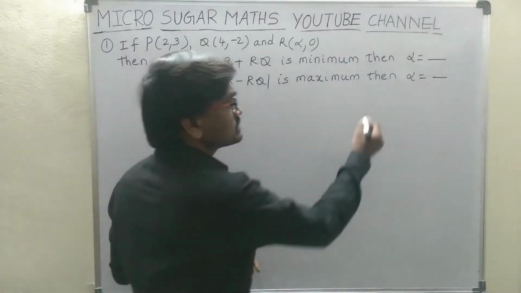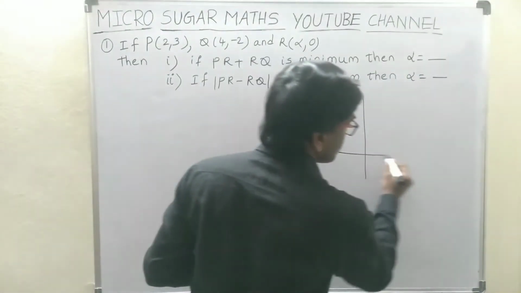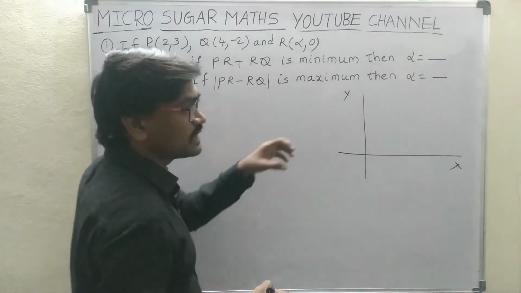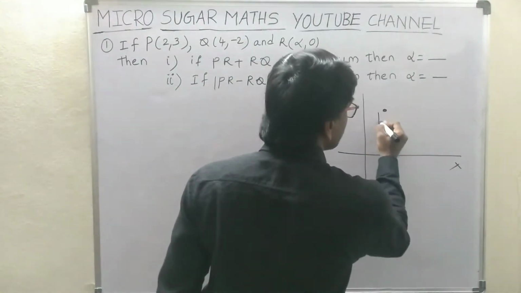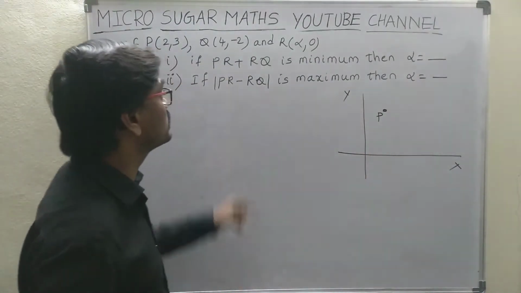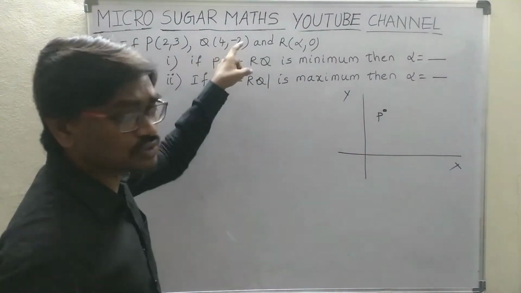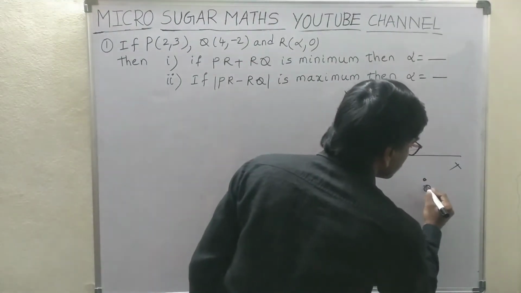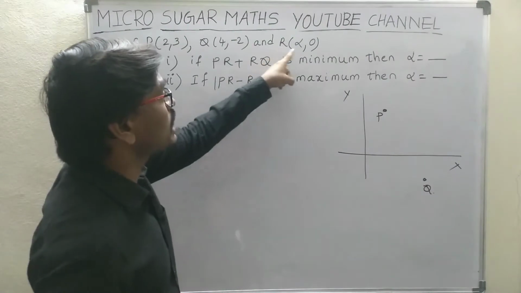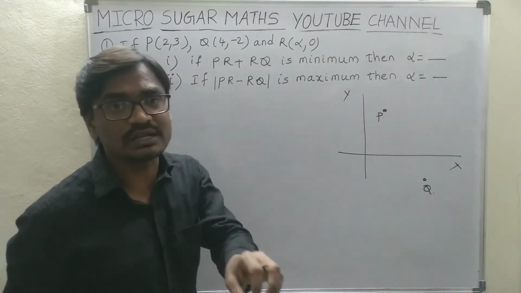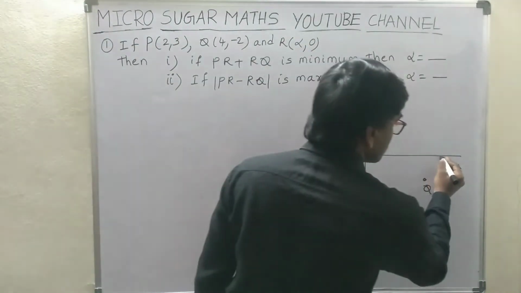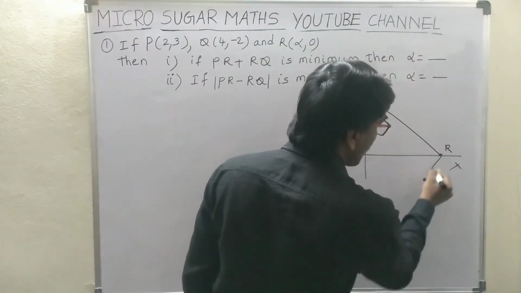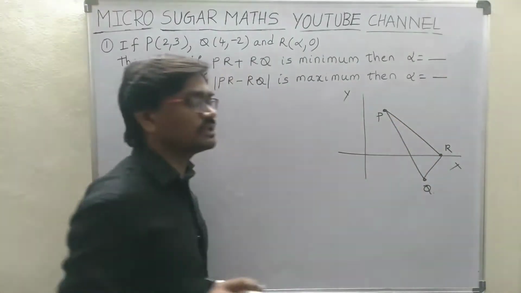Students, first let us take the coordinate axes, the x axis and the y axis. P (2, 3) lies in the first quadrant, and Q (4, -2) lies in the fourth quadrant. Since R is (alpha, 0), it lies on the x axis. Let us take point R here. Now, on joining all these points, you will get a triangle.